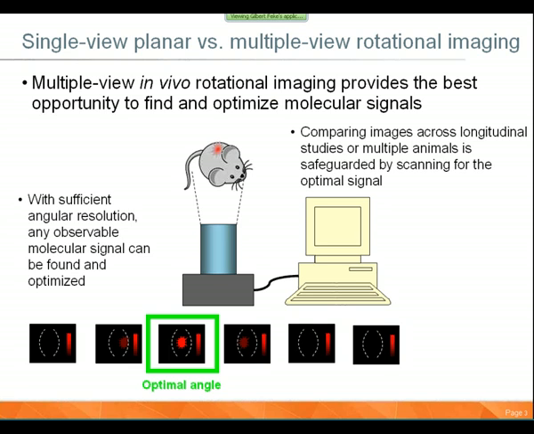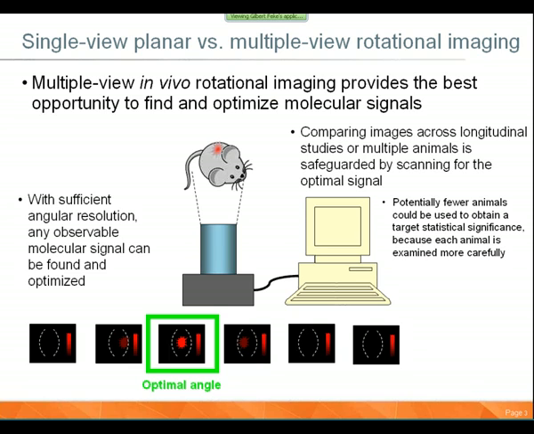So comparing images across longitudinal studies for multiple animals is safeguarded by scanning for the optimal signal, and potentially fewer animals could be used to obtain a target statistical significance because each animal is examined more carefully. Also, X-ray imaging can benefit from the rotational approach to find the best angle to view the animal.